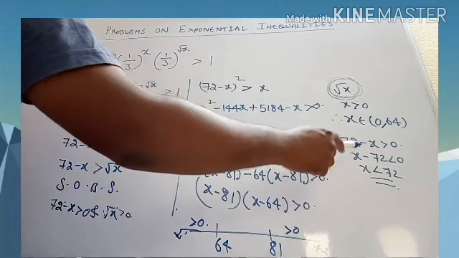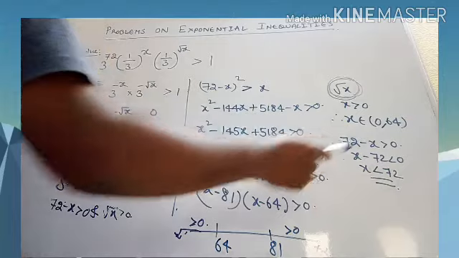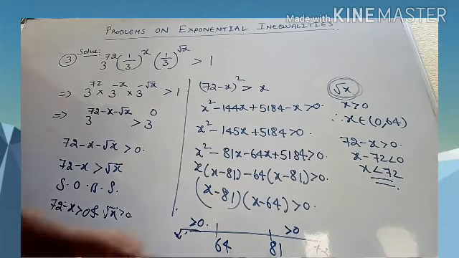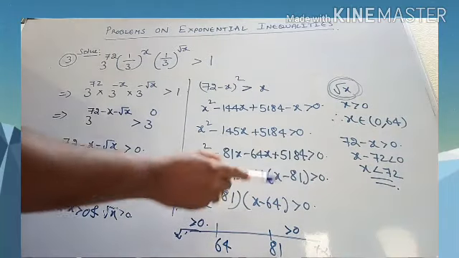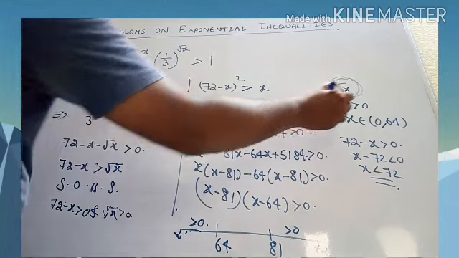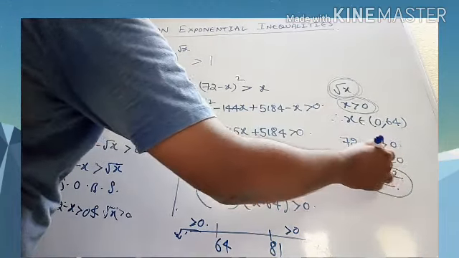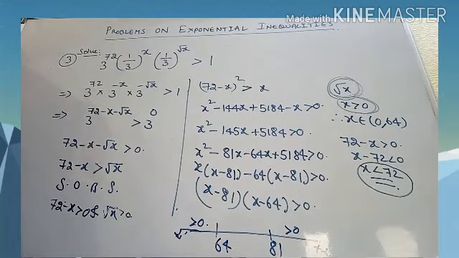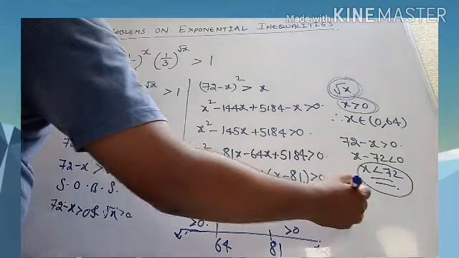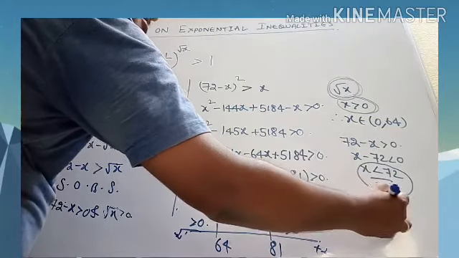Now, if it is positive, then x minus 72 will be less than 0, right? That means x is less than 72. Now, our solution should satisfy these two conditions: x greater than 0 and x less than 72. These two it should satisfy. By satisfying these two conditions, we have got our solution from minus infinity to 64.